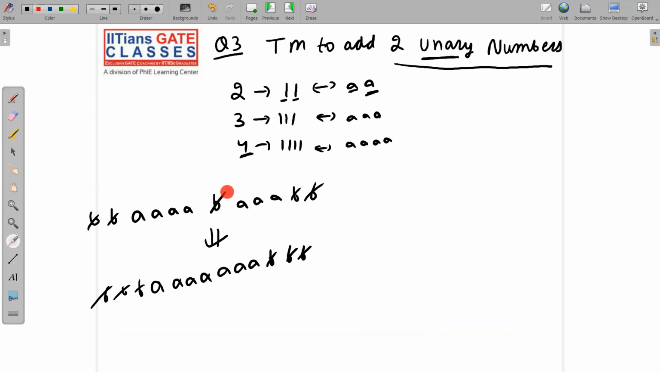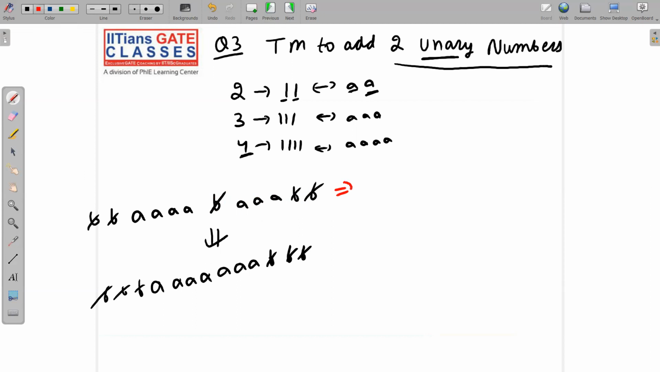You make this blank as A, keep on moving towards the right. As soon as you find the blank, that means the previous symbol will be the A, and you will make this A as blank. That's it. So this is a very simple task. Let me give you some idea. You will get proper clarity.